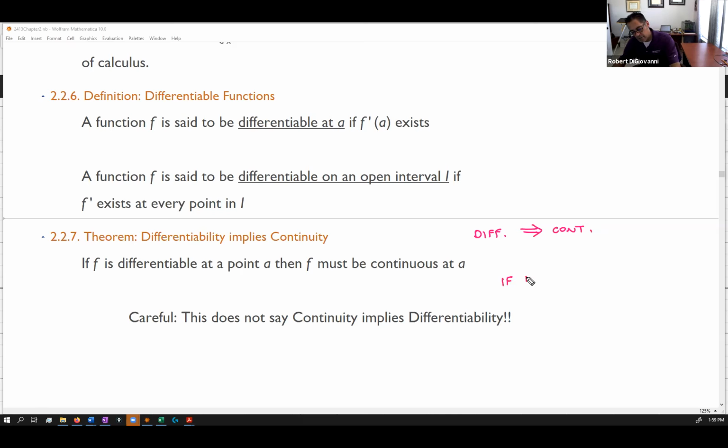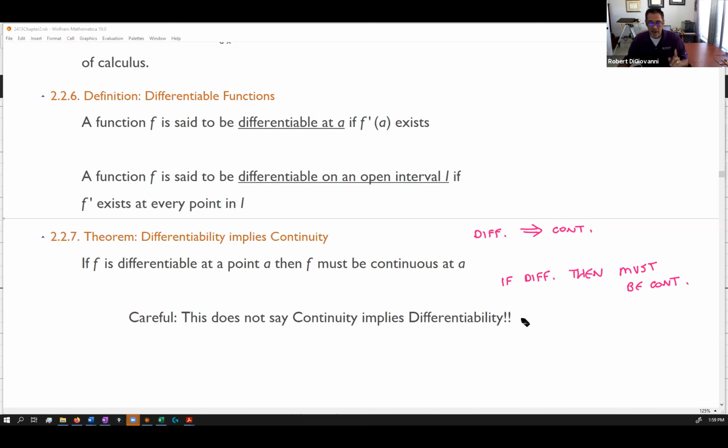If you're differentiable, then you must be continuous. So it's impossible to talk about, hey, this function, the slope of the tangent line there is 2, but then tell me that the function is not continuous there. That's impossible. Differentiability forces continuity to happen.